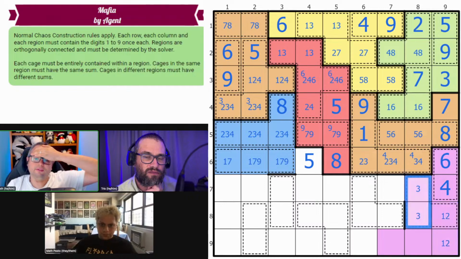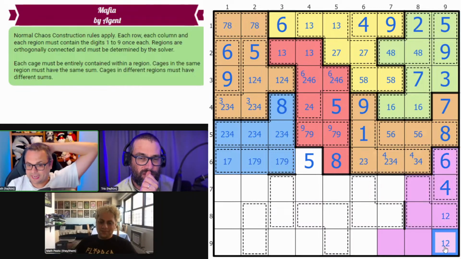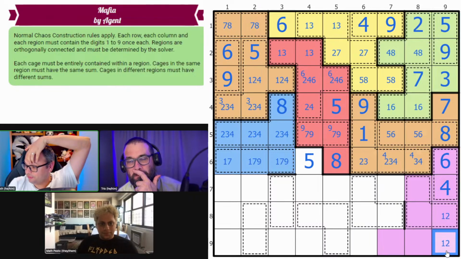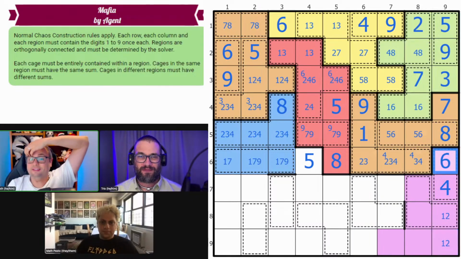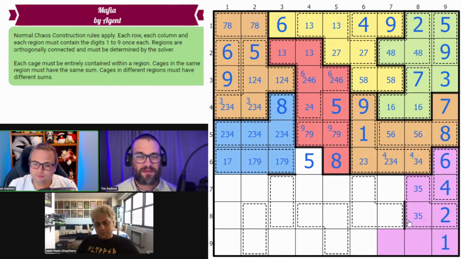Oh, I guess here was the way to do it. These cells sum to a minimum of 21. If they sum to 22 instead, there wouldn't be a 6 in them because they would be 1, 2, 3, 5, or 1, 2, 3, 4, 5, 7. And there is a 6 in them. So they can only sum to 21. And therefore that's a 1 there.